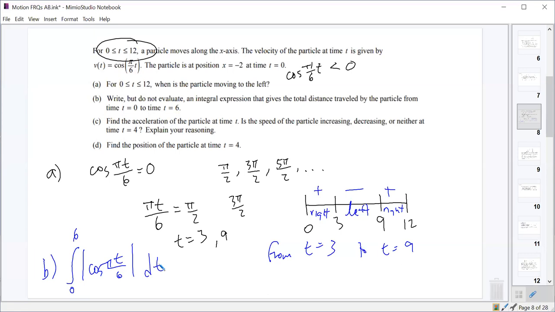Can we write absolute value of v of t, or do they want cosine of pi t over 6? Yeah, no, if you wrote absolute value of v of t dt, that's totally fine. Yep. Any other questions on that?